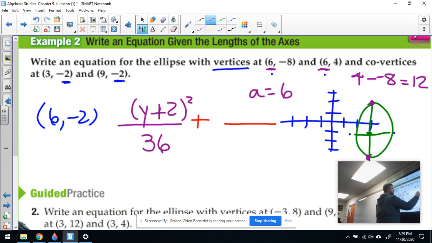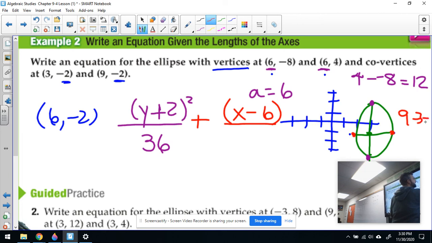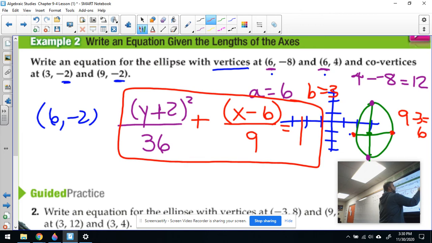Go to the next one. We know that x comes next. It's x minus 6 because it's centered at 6. Then we need to find the value of b. Again, the distance from 3 to 9, or 9 minus 3, is 6. Half of the minor axis, half of 6, is 3, so b is 3. Down here it's 3 squared, which is 9, and all of that is equal to 1. So here's the equation of our ellipse.